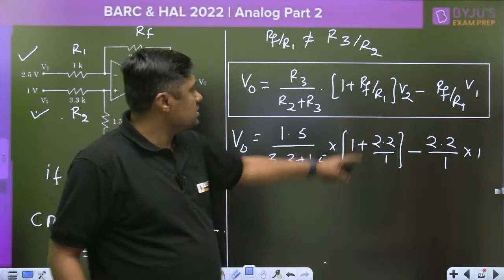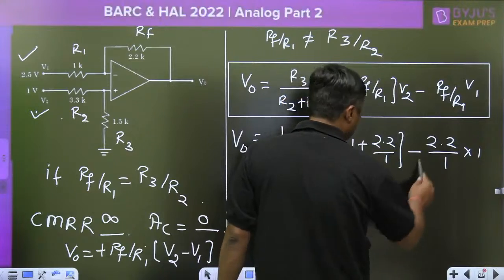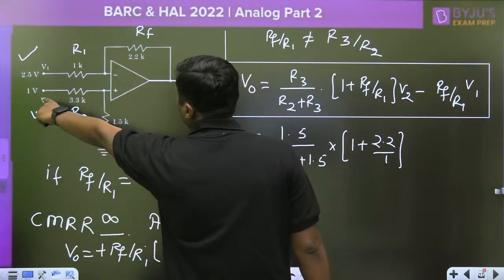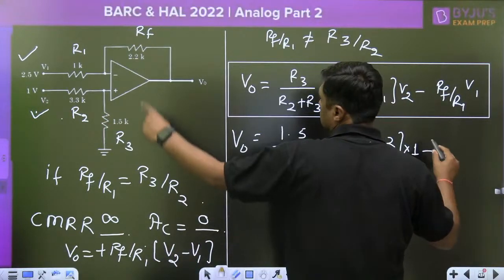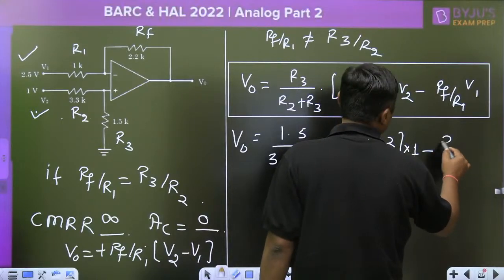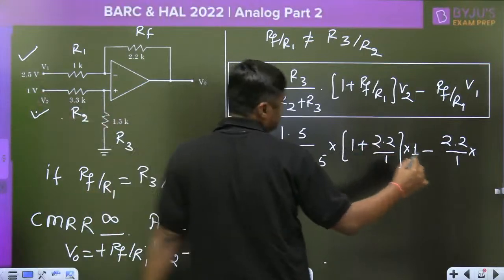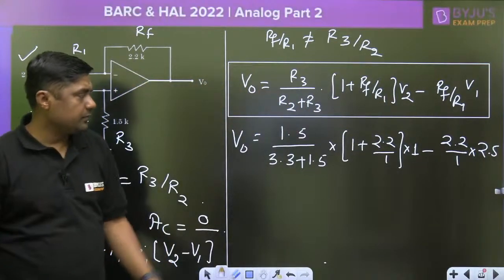V2 is there. This is the V2, multiply here. What is the value of V2 here? You can put numerical data. V2 is 1 volt, minus 2.2 into V1. What is V1? 2.5. This is 1 volt and 2.5.